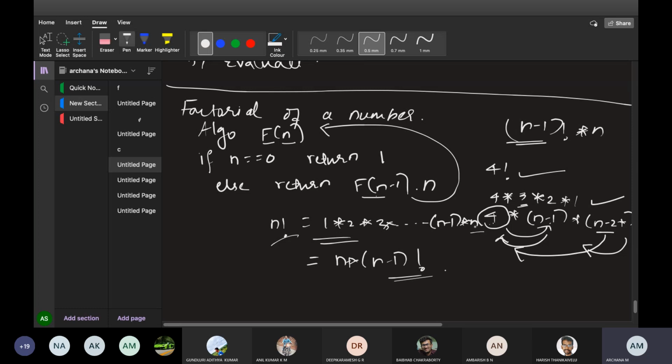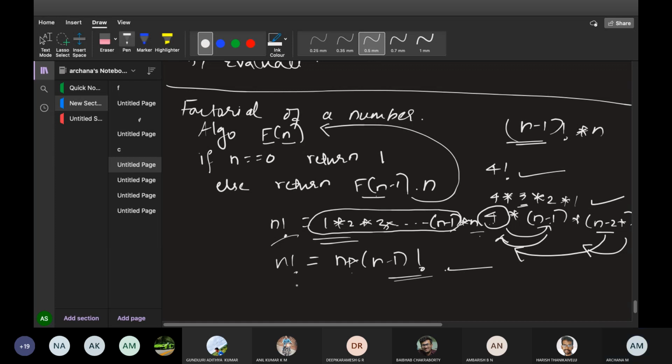Like that, you keep on writing that number. So instead of writing the full expansion like this, what we do is we write n into (n minus 1) factorial. This (n minus 1) is nothing but this one. So n into (n minus 1) factorial is the factorial of n.